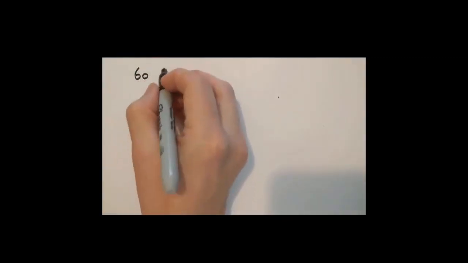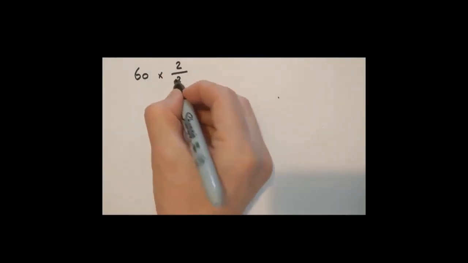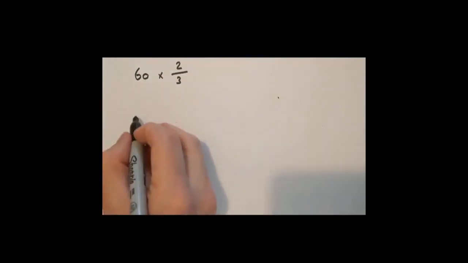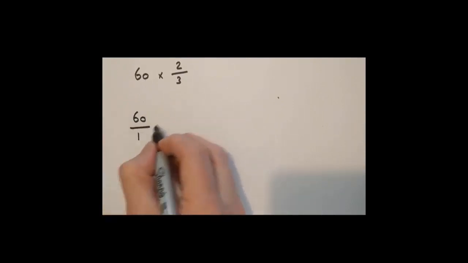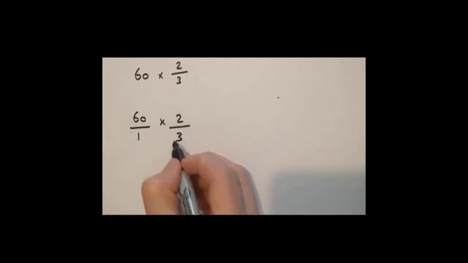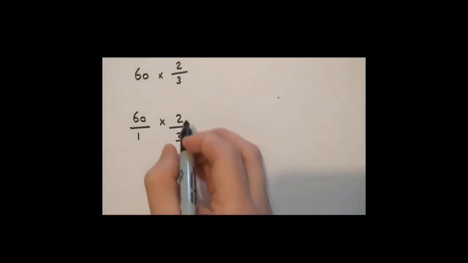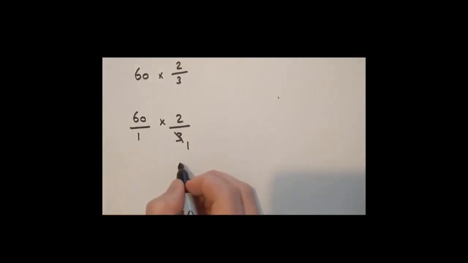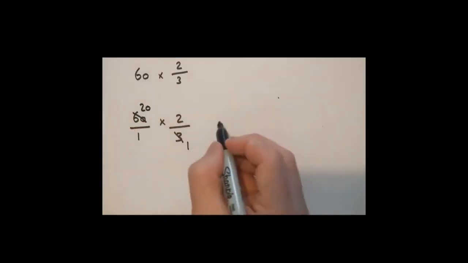So in this question we have 60 multiplied by 2/3. To begin, we first need to rewrite 60 as 60/1 multiplied by 2/3, and now we can look to cancel down. 3 goes into 3 once, and 3 goes into 60 20 times. We can only cancel top with bottoms, so there is no more cancelling, so 20 multiplied by 2 and 1 multiplied by 1, which gives us 40/1. And 40/1 can be written as 40.